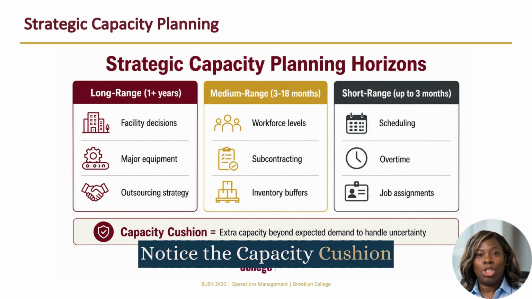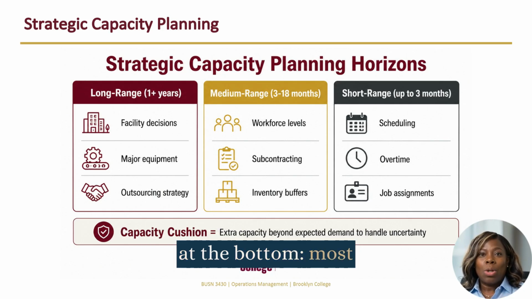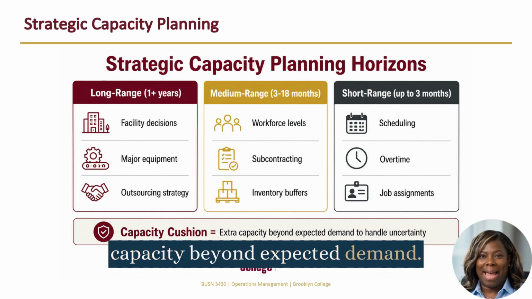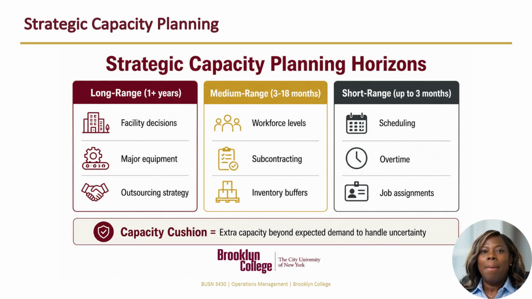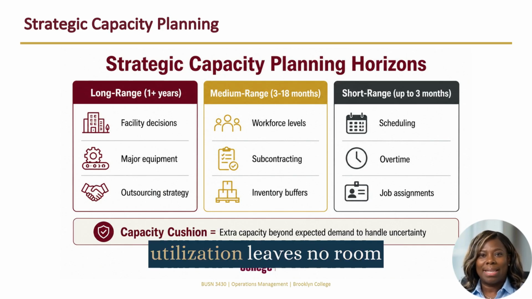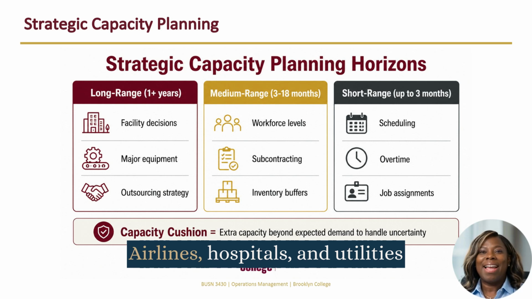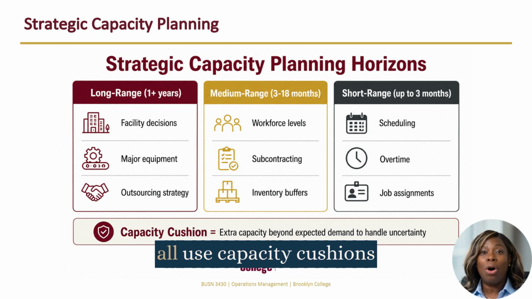Notice the capacity cushion at the bottom. Most organizations deliberately maintain extra capacity beyond expected demand. Why? Because demand is uncertain, and running at 100% utilization leaves no room for error, maintenance, or unexpected surges. Airlines, hospitals, and utilities all use capacity cushions as a strategic buffer.